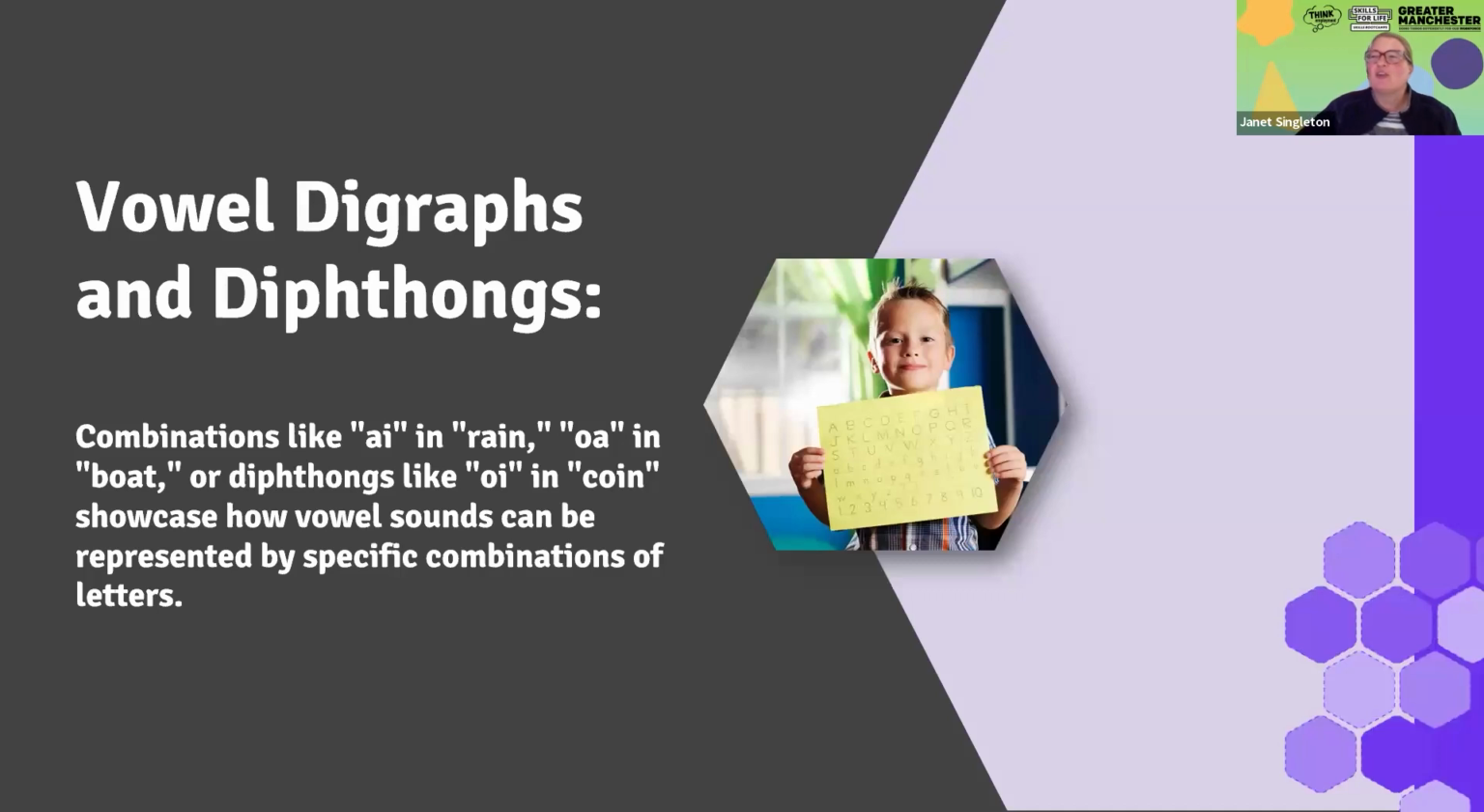Okay, so vowel digraphs and diphthongs. Combinations like ai as in rain or oa as in boat are vowel digraphs, and oi as in coin is a diphthong. They showcase how vowel sounds can be represented by specific combinations of letters. So that's your vowel digraphs and diphthongs.